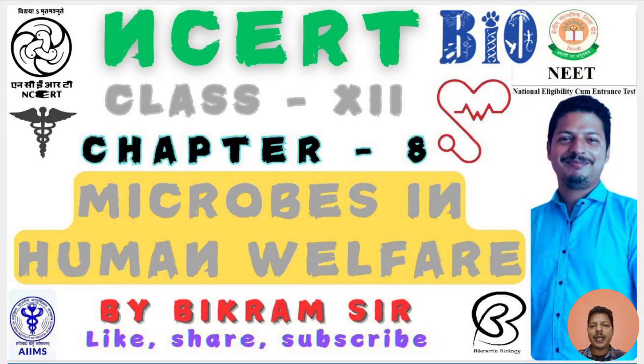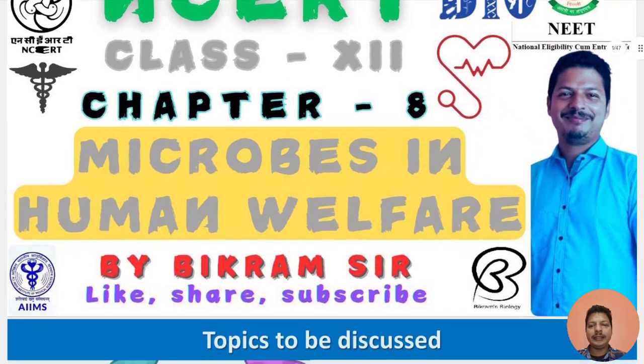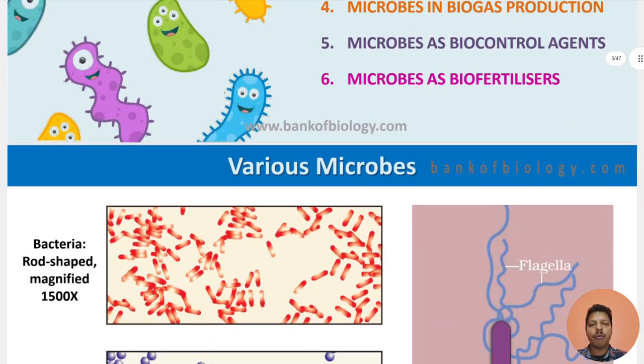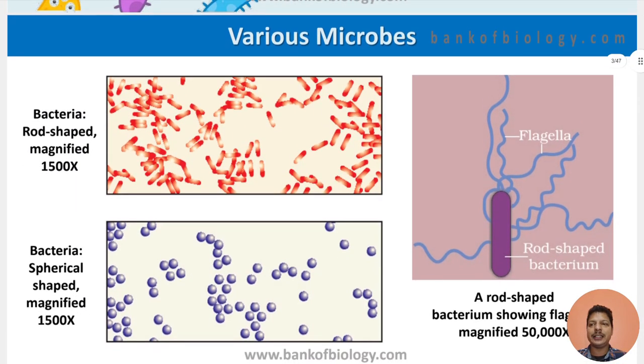Hello students, today I bring for you a new chapter, and that is microbes in human welfare. It is an easy and important chapter. In this chapter, we are going to cover topics like microbes in household products, microbes in industrial products, microbes in sewage treatment, microbes in biogas production, microbes as biocontrol agents and microbes as biofertilizers. We will cover this PDF as well as the NCERT.